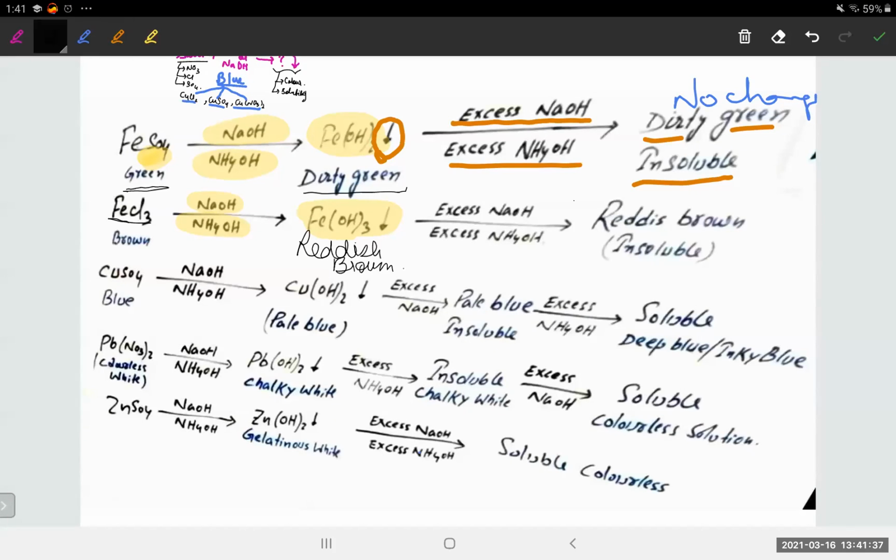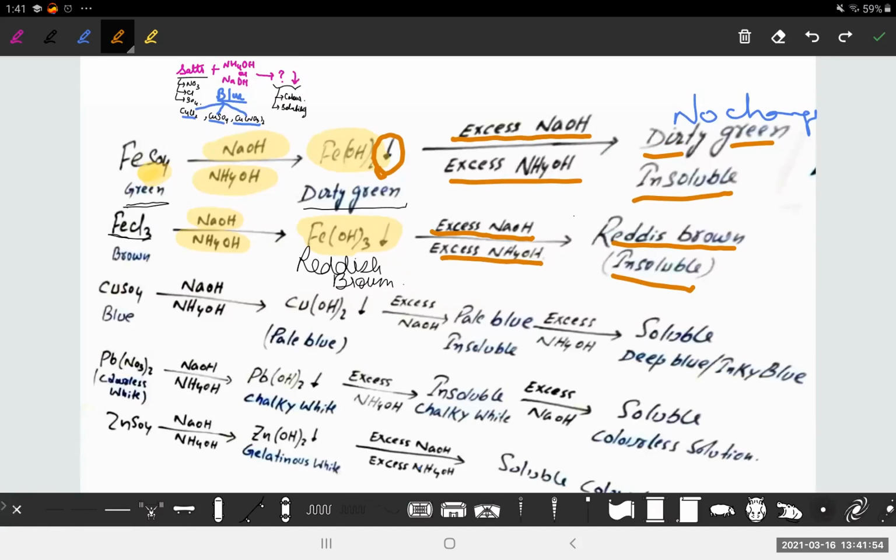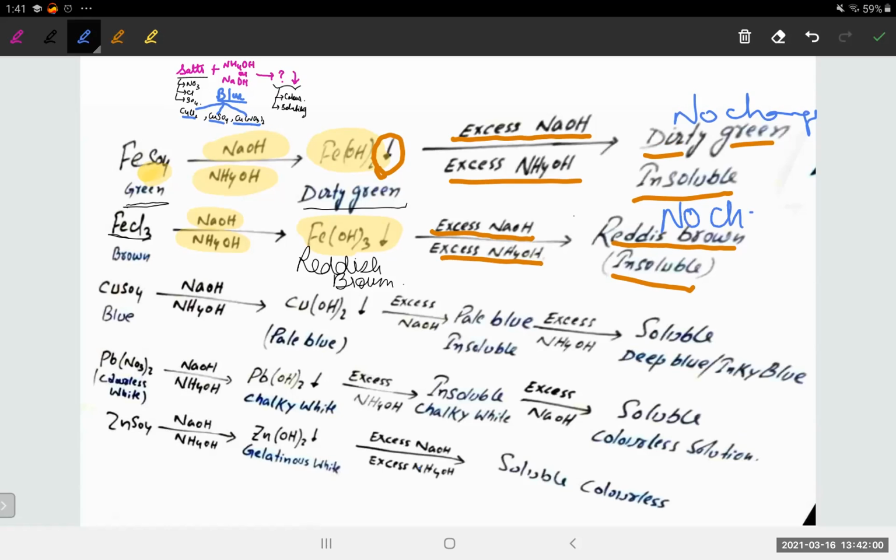We were having X, and now let's do excess of NH4OH and NaOH. Okay, that is sodium hydroxide and ammonium hydroxide. What are we getting? We are still getting the reddish brown insoluble precipitate, because it was already an insoluble precipitate. Here also, what's happening? Nothing is happening. No change in excess.